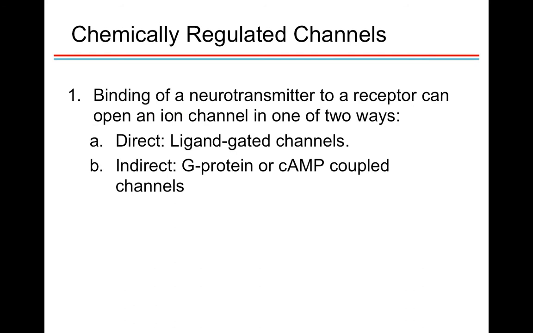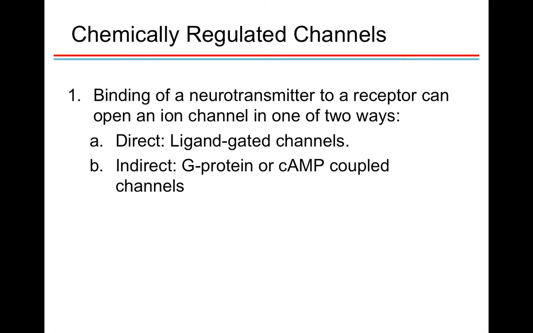So neurotransmitters can activate receptors to open ion channels in either one of two ways. The first way is the direct way. This is where the ligand, being the neurotransmitter, can directly bind to a gated ion channel.